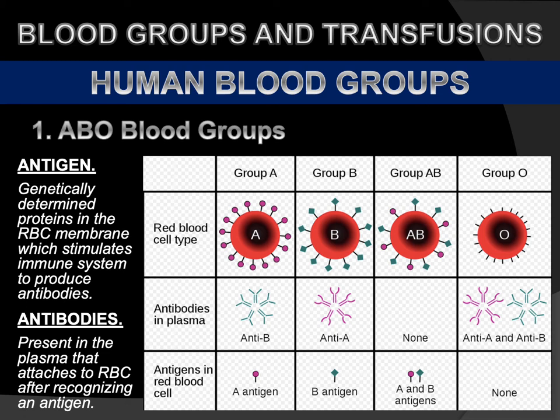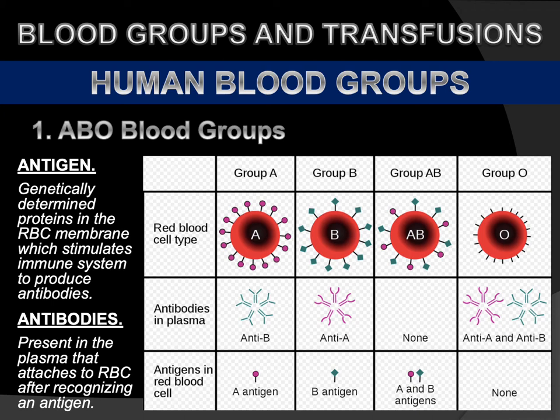Kung blood type B ka, dahil meron kang B antigen sa iyong RBC, ang kaya mo lang iproduce anti-A. Hindi ka magkakaroon ng anti-B. Why? Kasi kung blood type A ka, hindi ka gagawa ng anti-A because it will not kill your own. Kung blood type B ka, hindi ka gagawa ng anti-B because you will not kill your own. Kung blood type AB ka ngayon, dahil pareho kang may A and B antigen, of course, you do not have any antibodies in your plasma.